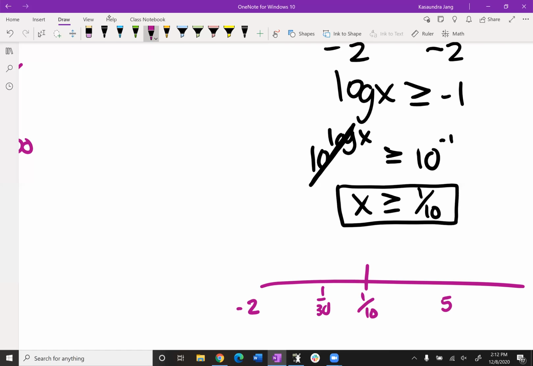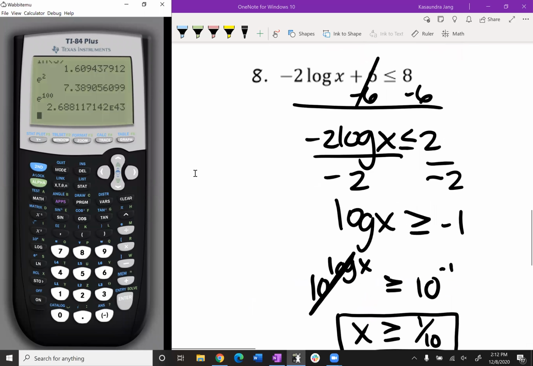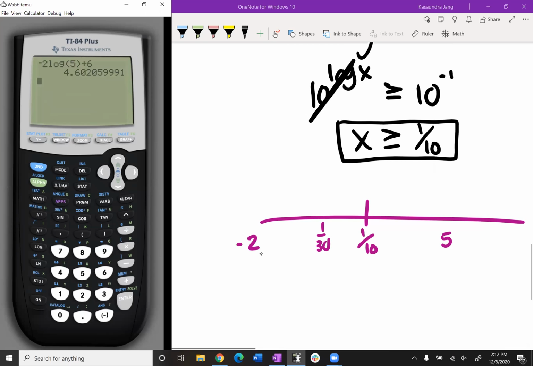All right, so I'm actually going to use all these. I'm going to check it out, make sure this is working. And I'm going to check this 5. I'm going to put it into my original problem up here. So the original problem said -2 times log of, and I'm testing a 5, right? -2 times log of 5 plus 6. And if I did this right, it should be less than or equal to 8. All right, 4.6, blah, blah, blah. That's less than or equal to 8. So that part works. All right, this side, that works.